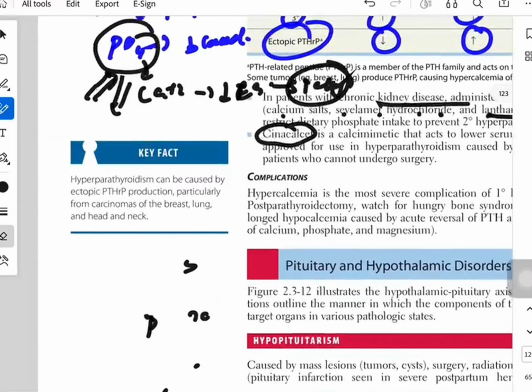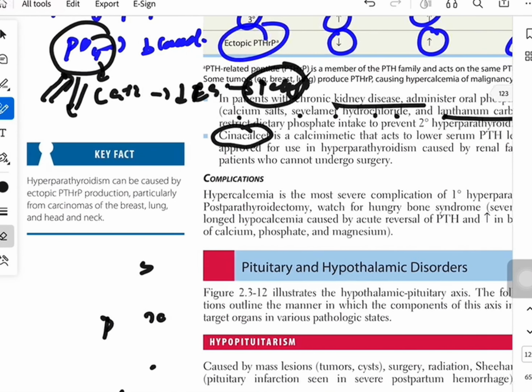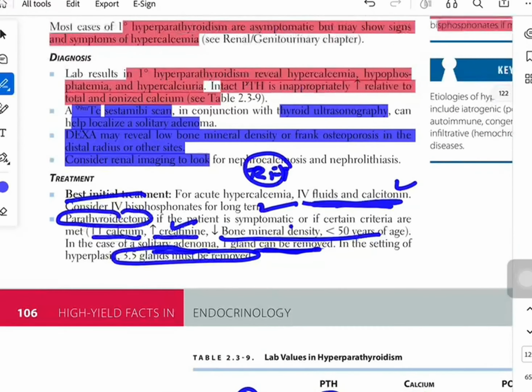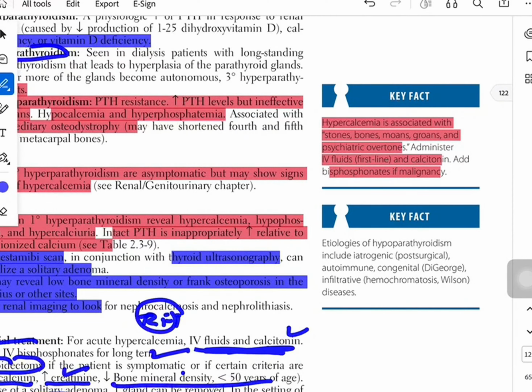Hyperparathyroidism can be caused by ectopic parathyroid hormone production, particularly from carcinoma of the breast, lung, and head and neck. This is known as ectopic. I already mentioned that the parathyroid hormone is not being produced from the parathyroid gland. In this condition, parathyroid hormone is basically being produced from other sites: from a lung problem, a breast problem, a head and neck problem. Okay guys, all these things are important. I hope you have understood each and everything.